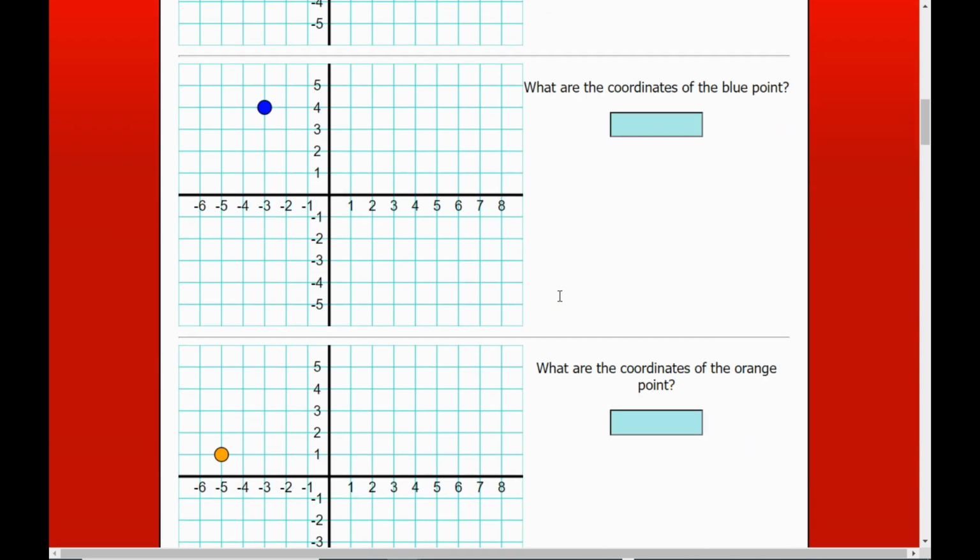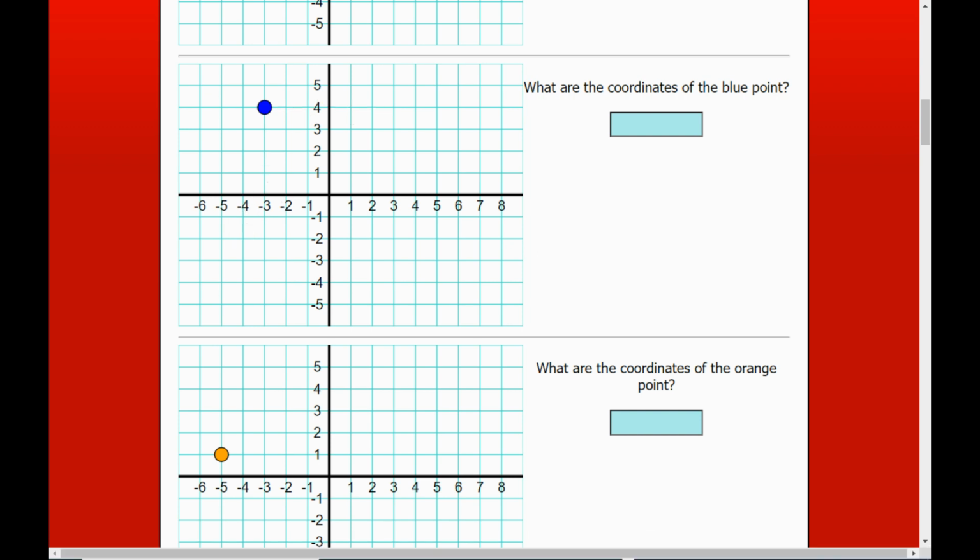Let's try this one over here. Again, go down or up for x values. X is equal to negative 3 because it's on the x-axis. Y is equal to 4. It's as simple as that. So when you put this in the coordinates, you're going to simply put negative 3 over there and 4, because that's your x and that's your y.